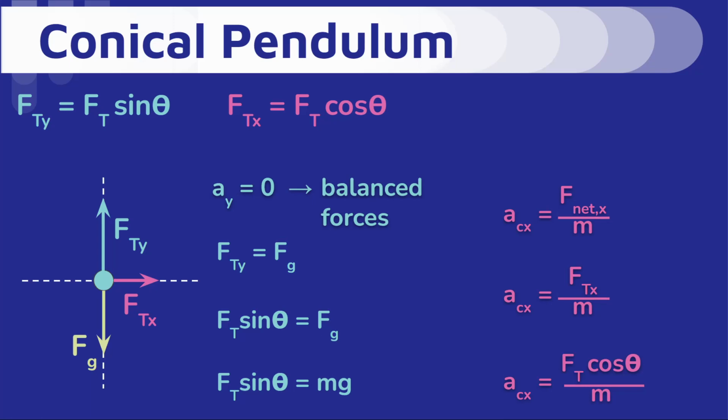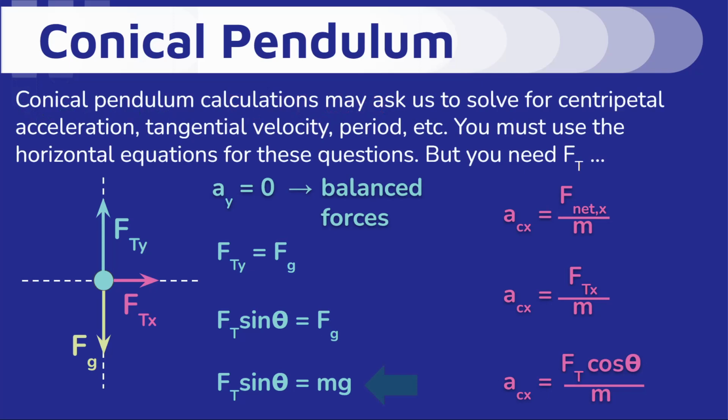All right, so again, conical pendulum calculations may ask us to solve for centripetal acceleration, tangential velocity, period, etc. I could ask for any of the variables. So what I have here is really a starting point. I have second law equations that I can use to find these things.